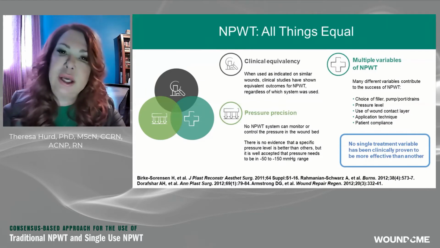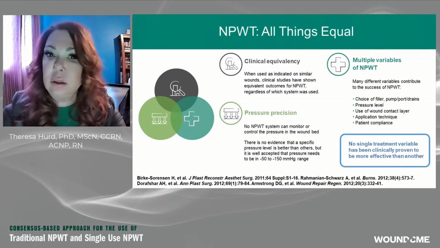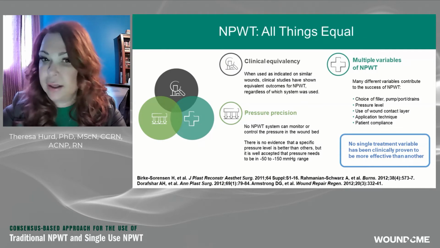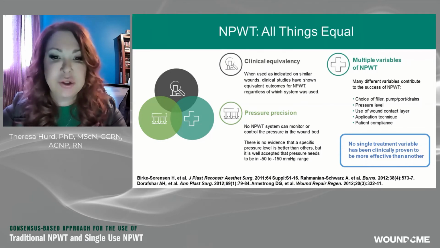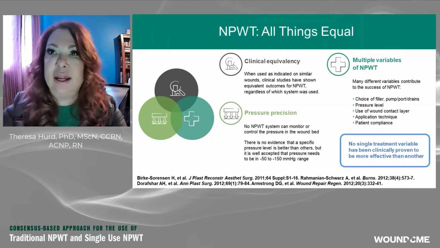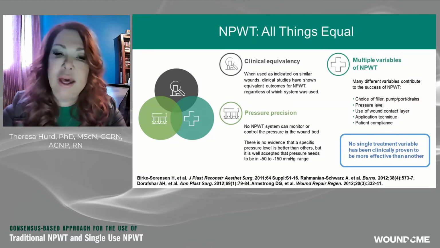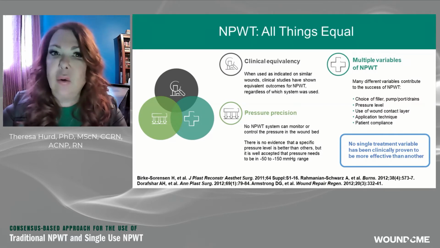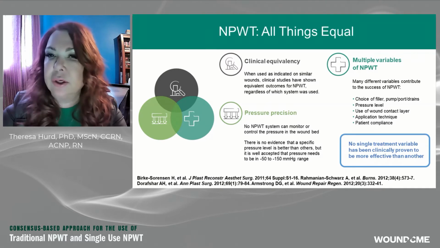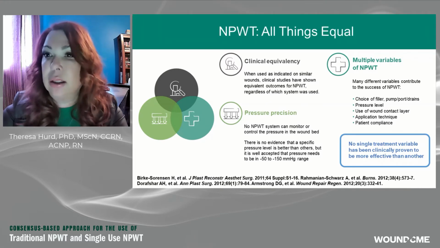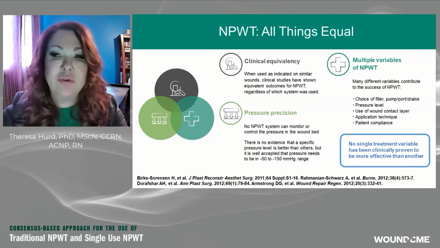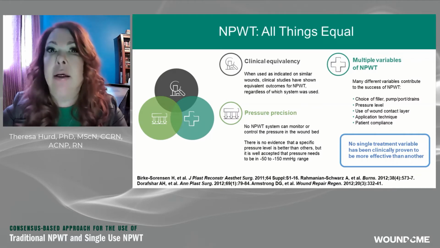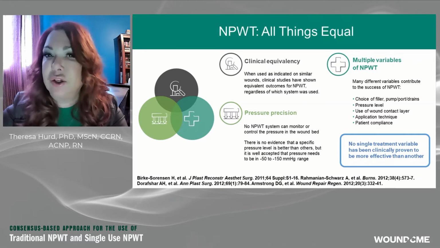So all things equal, we have clinical equivalency, as I've said. We have pressure precision. So again, we have 80 millimeters of mercury. And what we have found out is that we can't really say there is a pressure that 100% is going to create quicker healing or be effective more from a treatment perspective. We can make a decision for our filler, and we can ensure that we have good patient compliance.